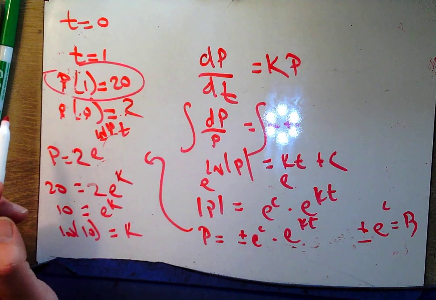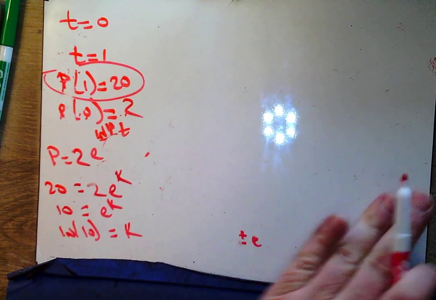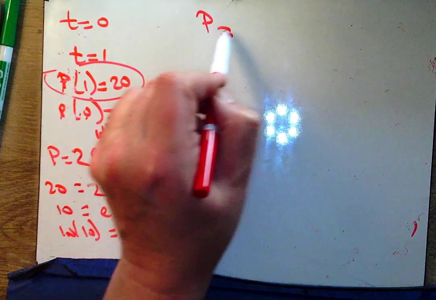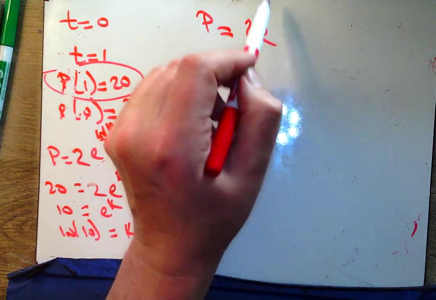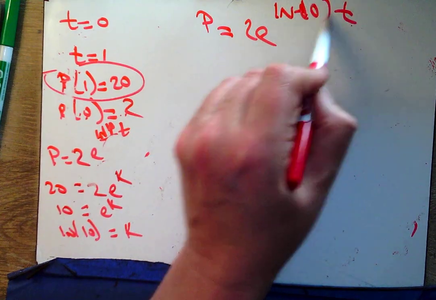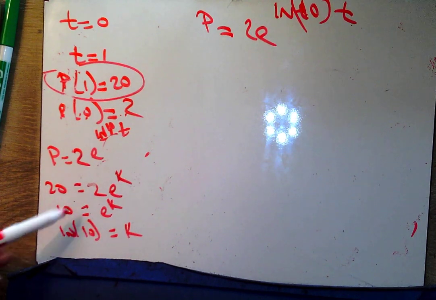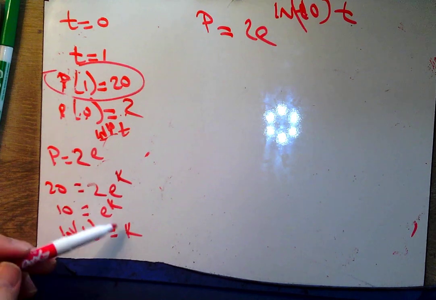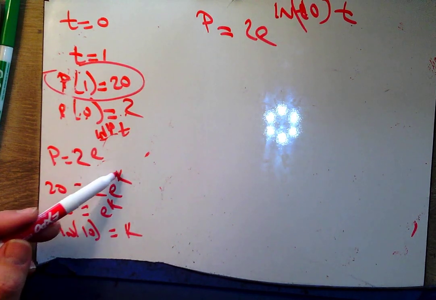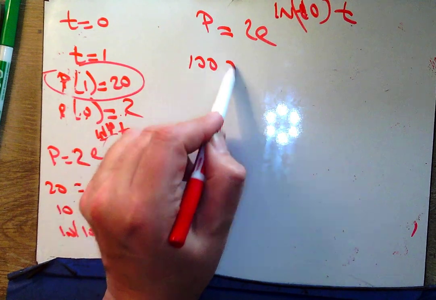Okay, I've got a model, and we want to know when the model equals 1,000. So again, that model is P equals 2e to the ln of 10 times t. I believe that to be correct. Okay, so, yeah, because 1 times k is k. And we know that P is 1,000 people.